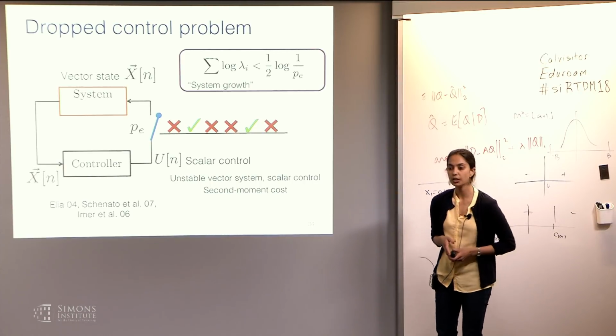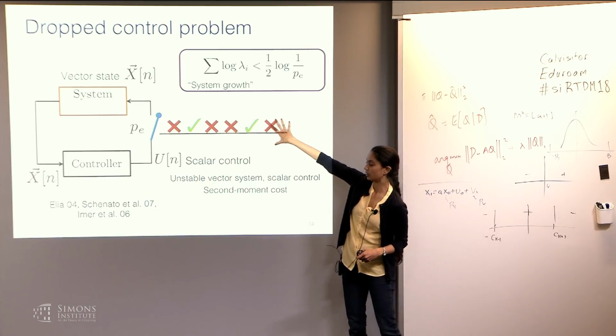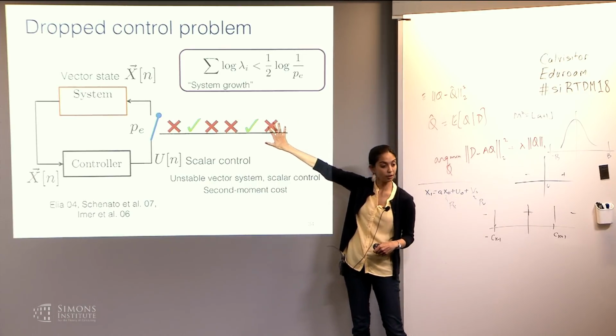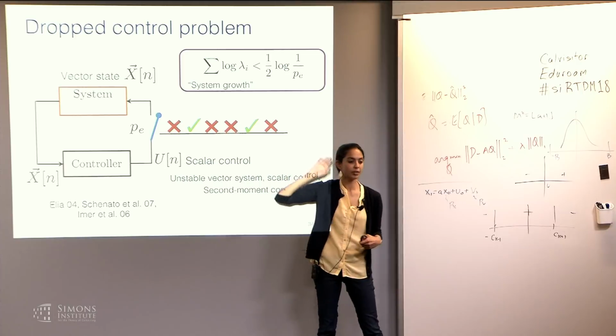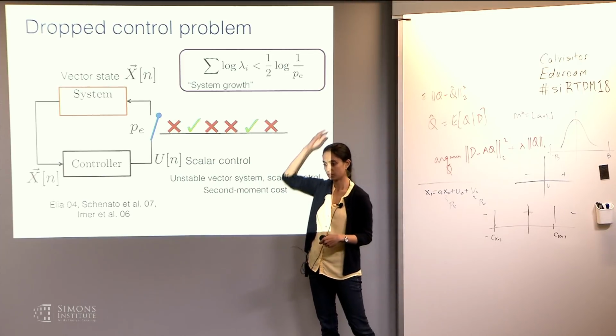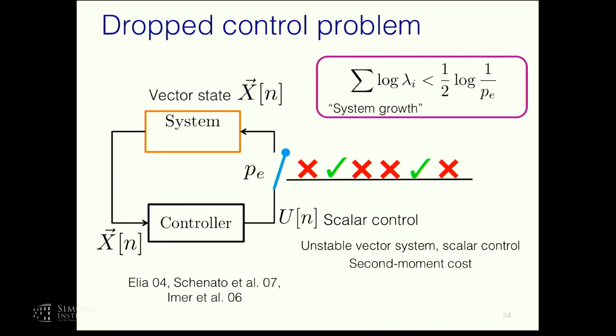And a combination of these results actually helps us understand the exact trade-offs for stabilizing this problem, again, in the second moment sense. Let's say we're thinking about a diagonalized system with eigenvalues lambda 1, lambda 2, all distinct along the diagonal. Then all these results show that this system is stabilizable in the second moment sense when the system growth, which is the sum of the logs of the unstable eigenvalues, is smaller than half log 1 over PE, where PE is the drop probability of this channel.